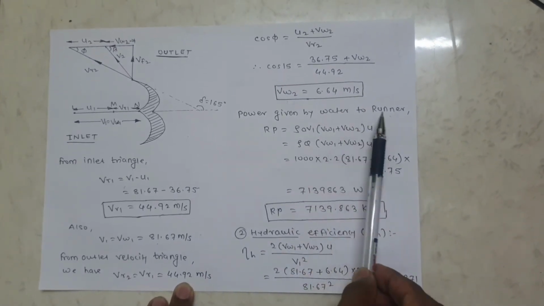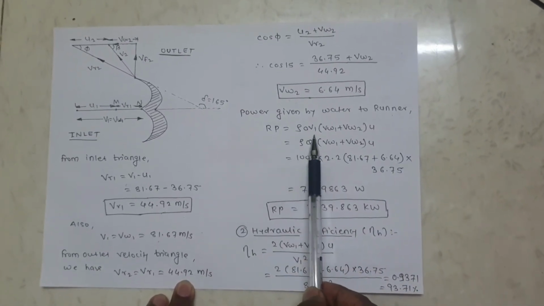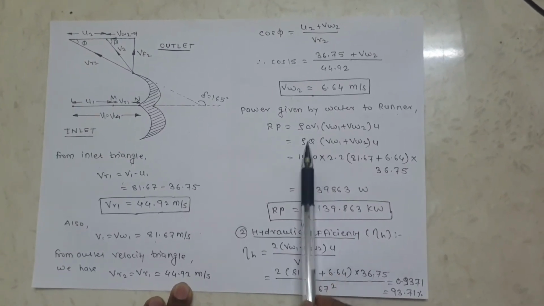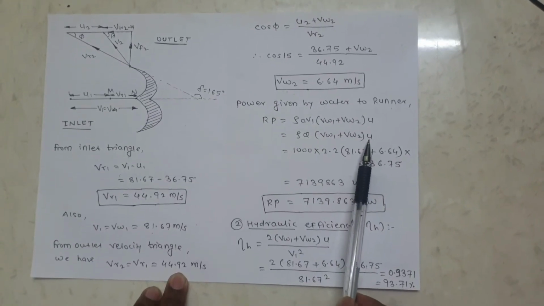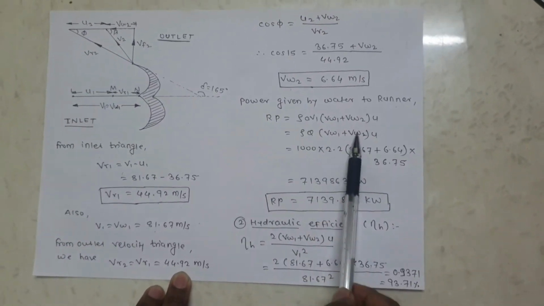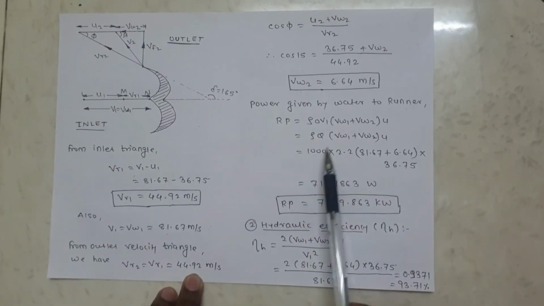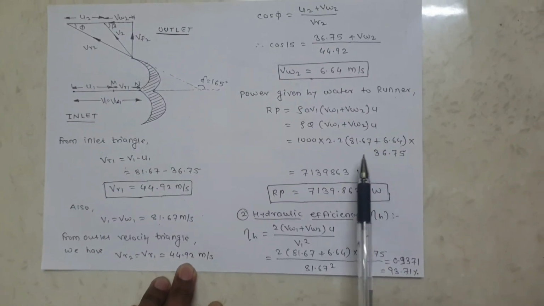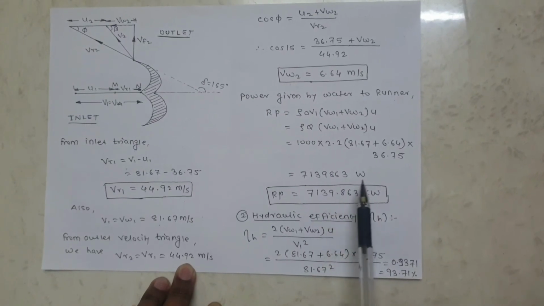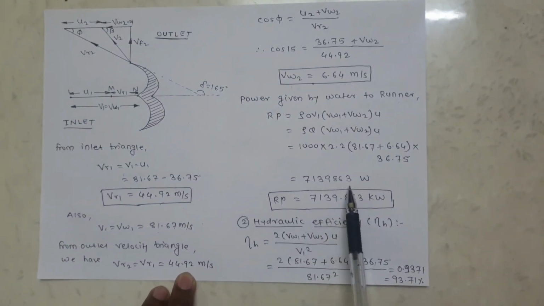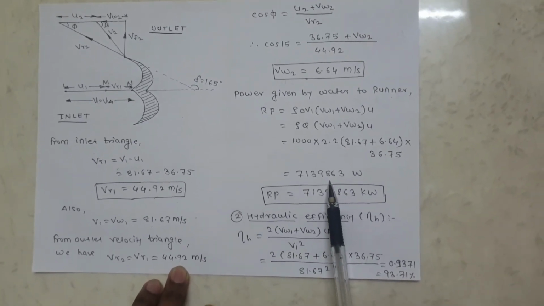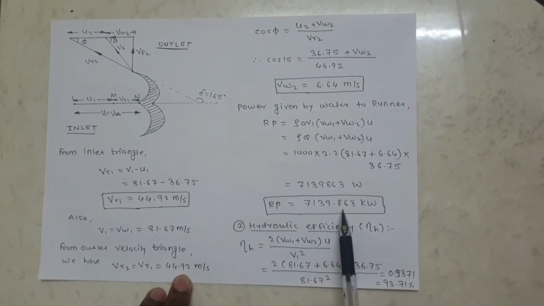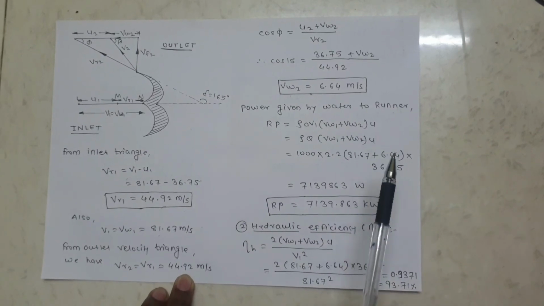So power given by water to the runner, that is runner power, is equal to rho A V1 into VW1 plus VW2 into U. And A V1 is the discharge or flow rate Q. So rho Q into VW1 plus VW2 into U. When beta is less than 90 degree, we know that here plus sign. So rho is equal to 1000, Q is equal to 2.2, VW1 81.67, VW2 6.64, and U is equal to 36.75. So we get the value 7139863 watt. Convert it into kilowatt by multiplying 10 raised to minus 3, we get 7139.863 kilowatt.